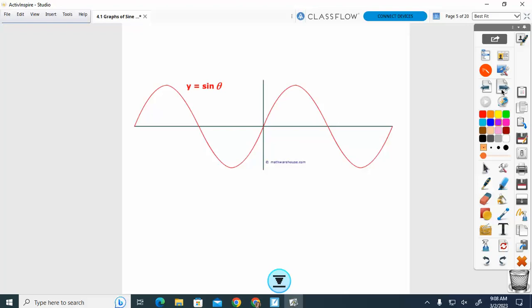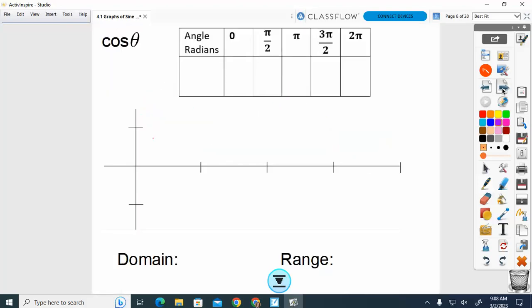All right, this is just showing you what 2 periods of sine would look like. So we graphed 1 period, 1 time around the circle. This just shows 2 times around the circle. And we could have as many of these as we wanted. It just keeps going forever.